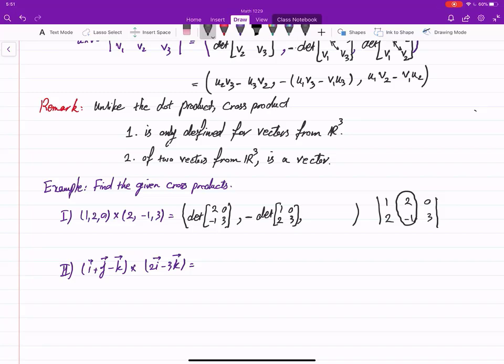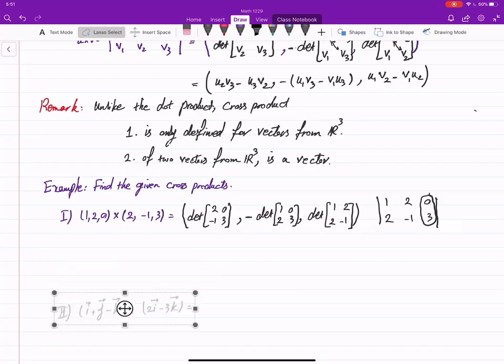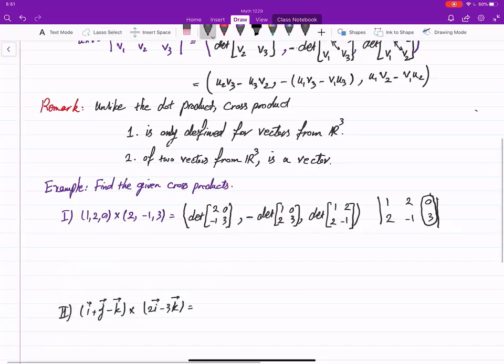And that being done, now it's turn for the third entry, third component. You ignore the third column and find the determinant of 2 by 2: 1, 2, 2, negative 1. Very nice. So we have set it up. Let me just put this a little bit lower. We have set up the components. Now we have to compute.